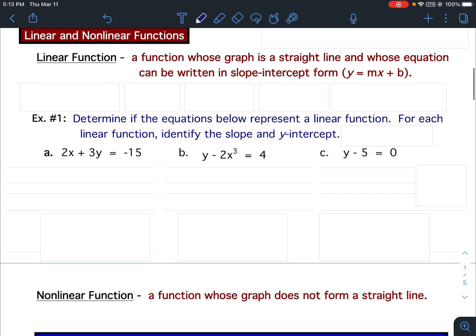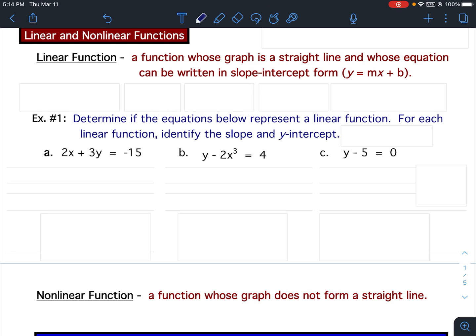Okay, this lesson is on linear and nonlinear functions. We have talked about what the word linear means before, and we've talked about functions before. Remember, linear means that it's going to be a line. When we graphed linear equations, they were all straight lines, okay? And in order for it to be a function, it has to pass the vertical line test. In other words, each input can have only one output. So, in this lesson, we're going to determine if the function is linear or nonlinear.